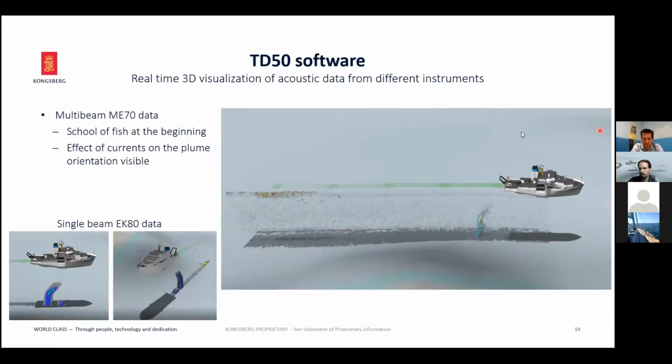To the right, we see the ME70 multi-beam system. And here on the lower left, we have two images of a single beam device. In the single beam device, you see the limited 3D capability, because it's basically just a single beam with a 7-degree opening, whereas here to the right we really see a 3D image of the gas release, of the CO2 gas release. And actually we have also passed over a fish school here in the beginning.